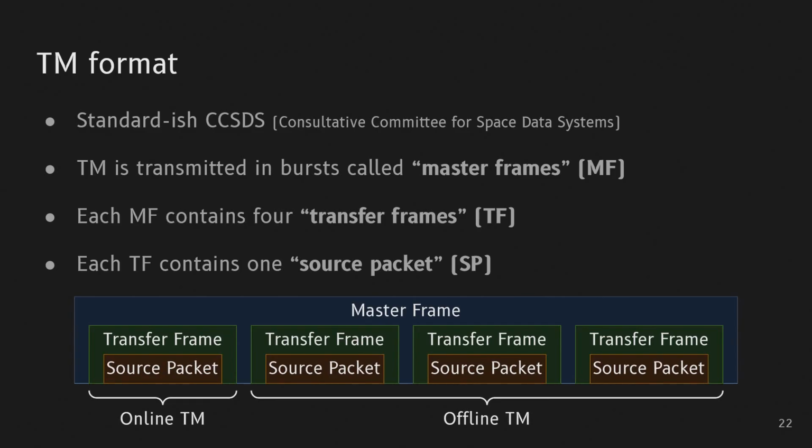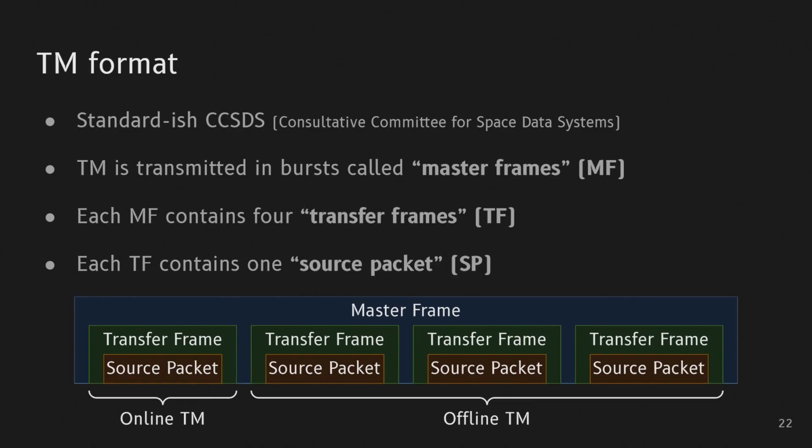But basically, you have these frames, or master frames. And then each master frame contains 4 so-called transfer frames. And this is like the transport layer in a network. And then underneath that, you have source packets. And that's kind of like a UDP packet on the layer below there. And so the first of these transfer frames is dedicated to the live TM from just now. And the last 3, those are dedicated to the recorded telemetry from earlier.